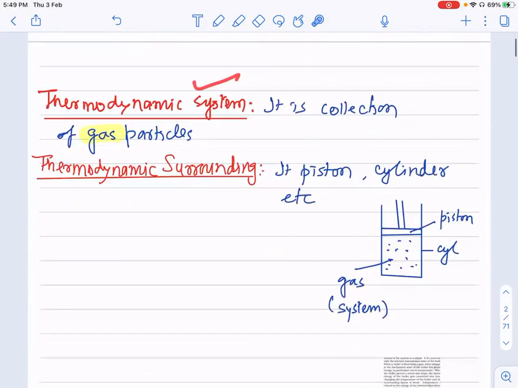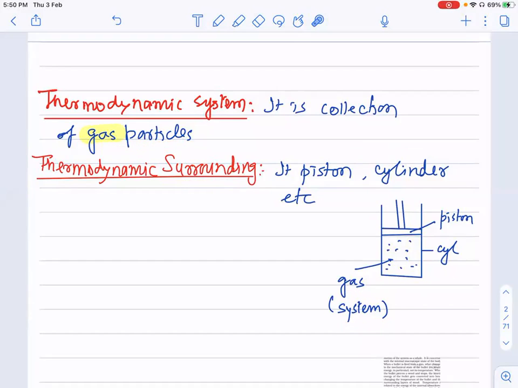Okay, thermodynamic system. If we take the gas particles in the cylinder, it is a thermodynamic system, which means it is a collection of gas particles. Gas will be called the thermodynamic system, whereas ये जो cylinder है, piston also, and outside air also, the outside surrounding. So these piston, cylinder, etc. will be the thermodynamic surrounding, and gas will be the system.